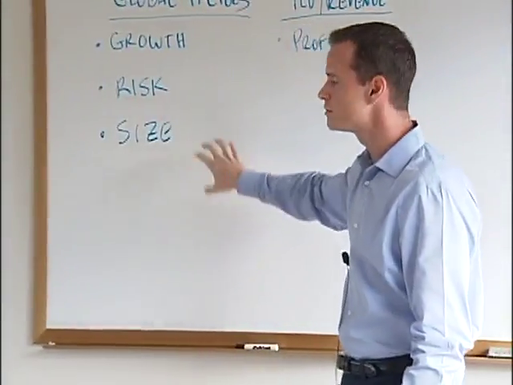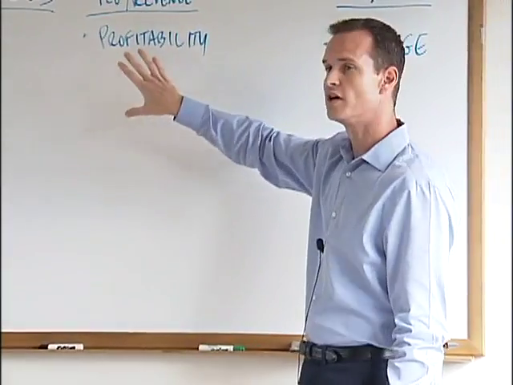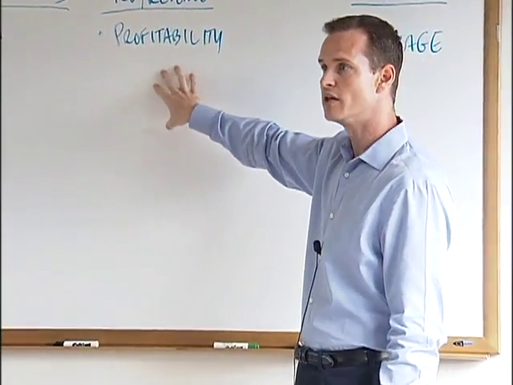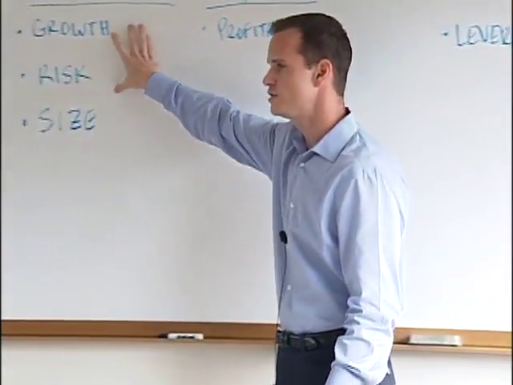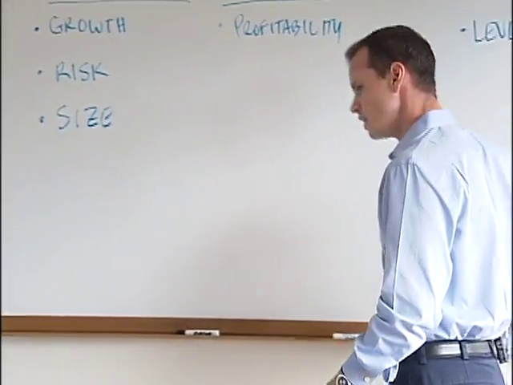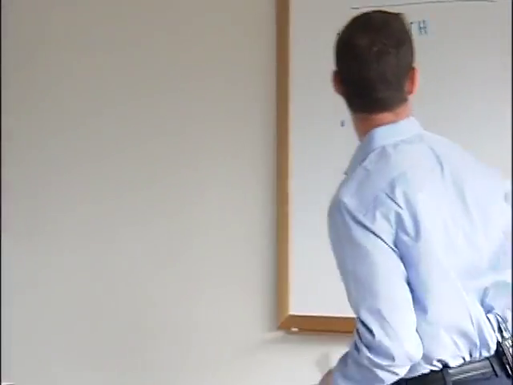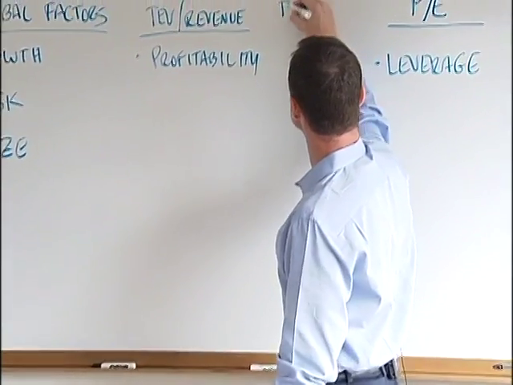All right, so we've talked about these global factors. These affect all of our multiples. We've talked about the total enterprise value to revenue multiple, primarily affected by profitability in addition to these three. Let's talk a little bit about the TEV to EBITDA multiple.